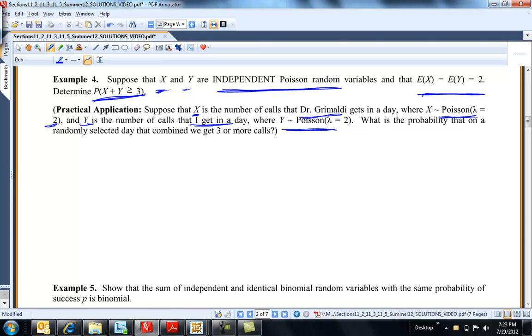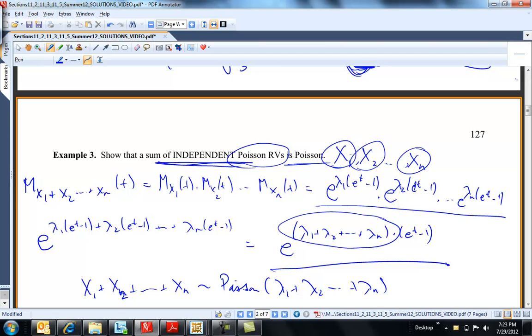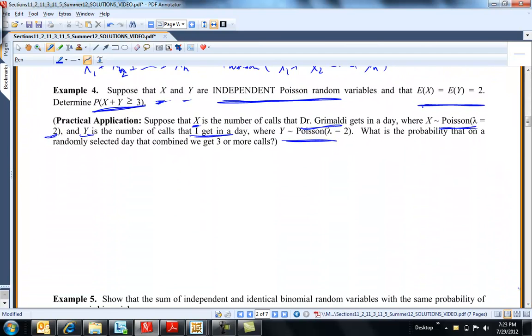What's the probability on a random day that together we get more than 3 calls, where I expect him to get 2 calls per day, you expect me to get 2 calls per day. So on average, if you add the number of calls we have together, that should be Poisson with a lambda of 4, right? Together, if he gets 2 per day and I get 2 per day, then together we should get 4 per day.